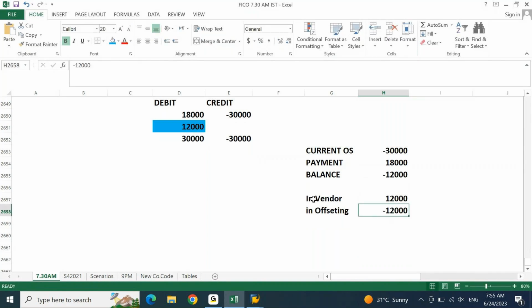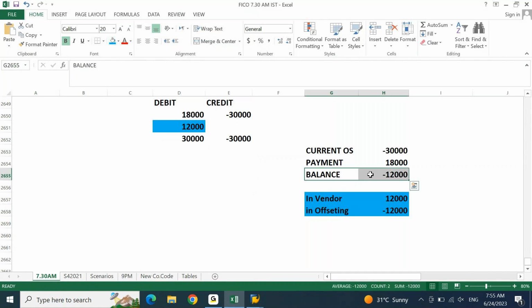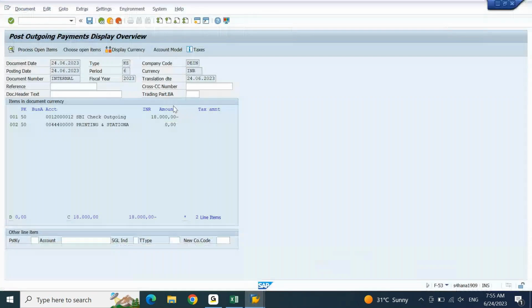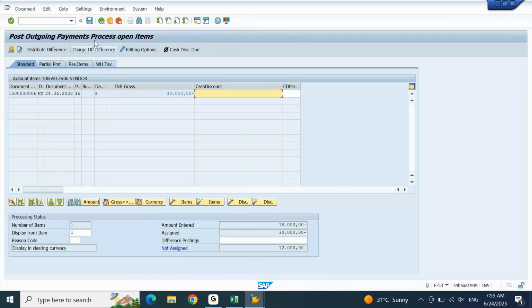Are these two lines clear? In vendor, currently there is a credit balance of 12,000. You want to remove this 12,000. To remove it, you need to put a debit in the vendor account. You are already initiating a transaction from the vendor screen. From the vendor screen, by clicking on charge off difference, you are coming here. The moment you click on charge off difference, this 12,000 is automatically applicable to your vendor account.